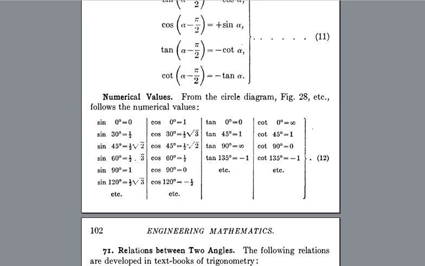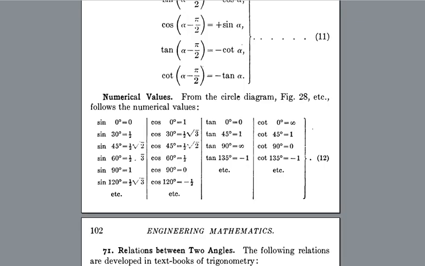The sine of 30 degrees equals 1/2. The cosine of 30 degrees equals 1/2 times the square root of 3. The tangent of 45 degrees equals 1. The cotangent of 45 degrees equals 1. The sine of 45 degrees equals 1/2 times the square root of 2. The cosine of 45 degrees equals 1/2 times the square root of 2.